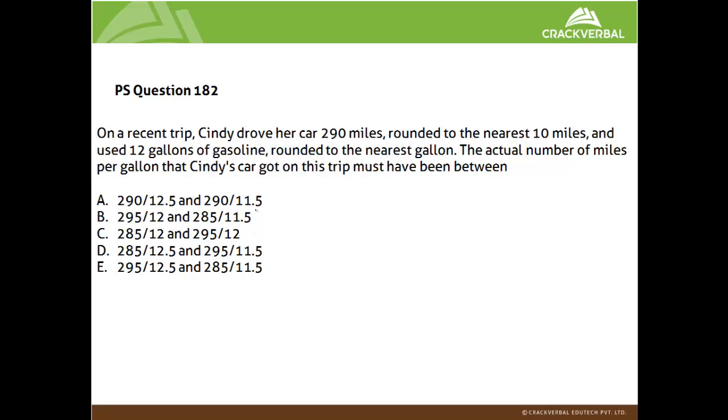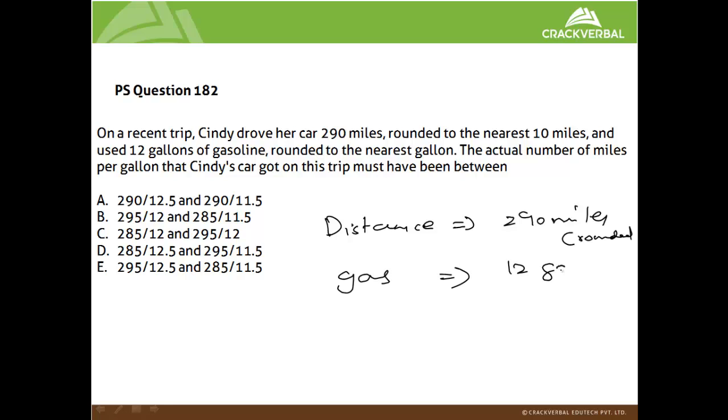If you look at this question, on a recent trip, Cindy drove her car 290 miles, rounded to the nearest 10 miles. Okay, the distance she traveled is 290 miles, but this is rounded to the nearest ten. This is a rounded value. And she used 12 gallons of gasoline, rounded to the nearest gallon. Again, it's a rounded value.